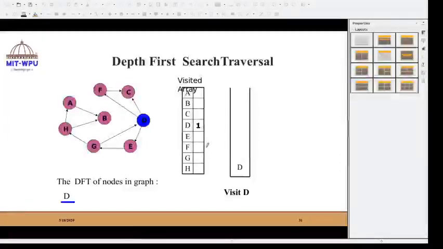Then we are going to check how many vertices are there which are the adjacent vertices of node D, and we are going to visit the adjacent vertices which are not marked visited in visited array. Before we do that, first of all, that means that the recursive call is going to call, I will push that data D onto the stack top.